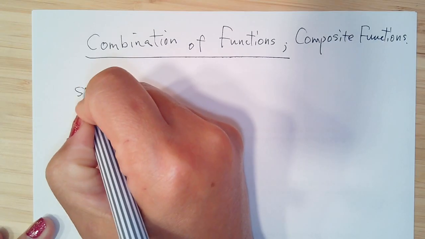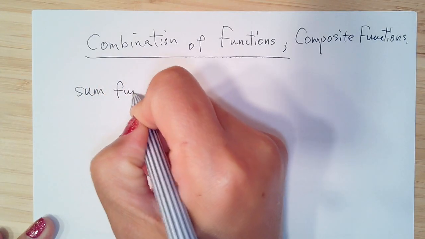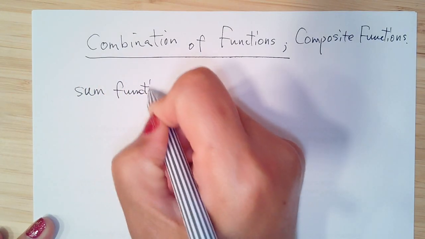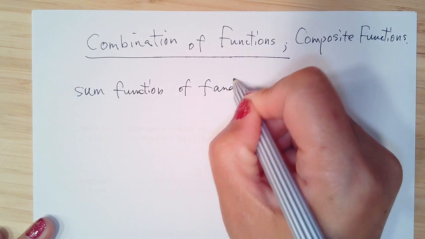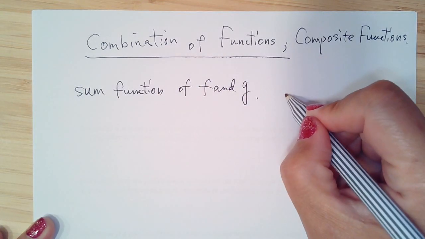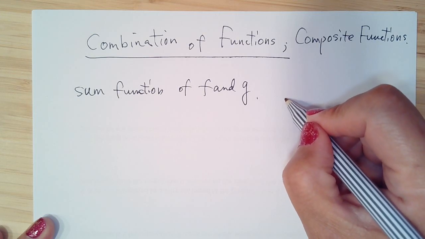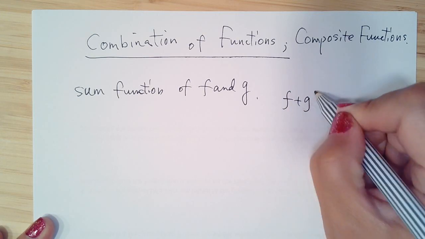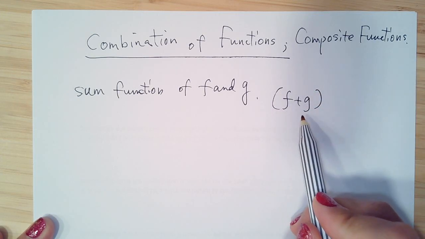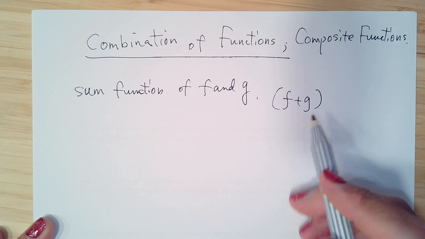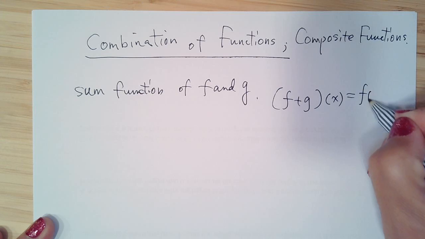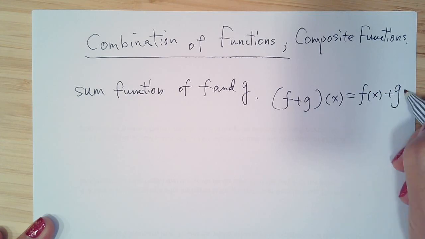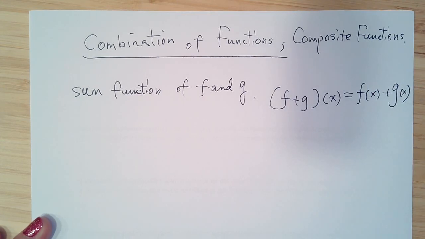Sum function of f and g. We write it this way. Okay, watch. I'm going to write f plus g. That's a new function. That's a sum function. We just use f plus g to show it, of x, which is just f of x plus g of x. So I told you it's easy, right?